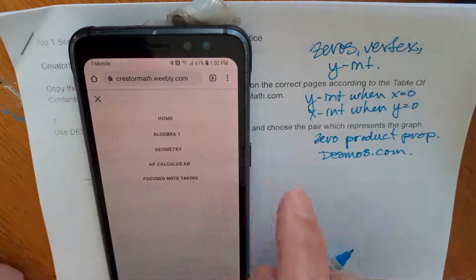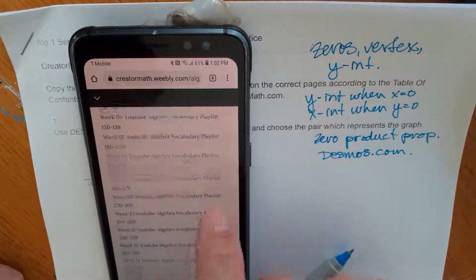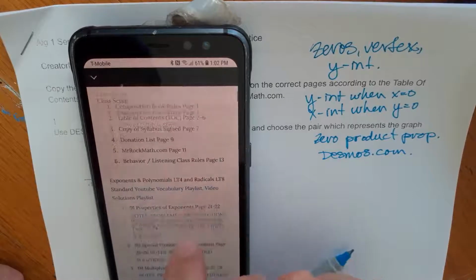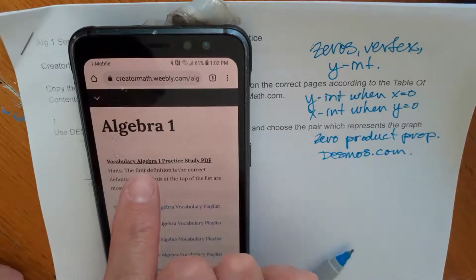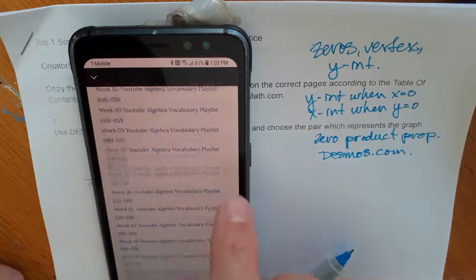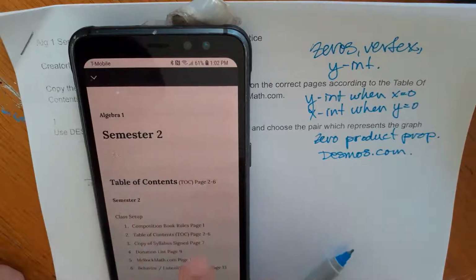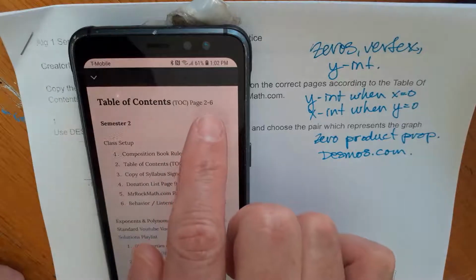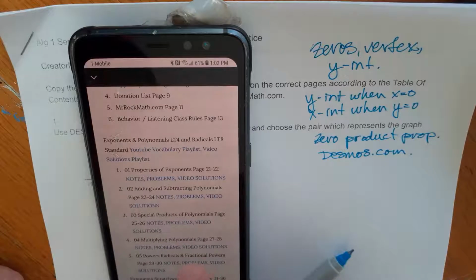Then the other thing would be, where's the notes? We're going to go to the Algebra tab, because this is algebra. We're in the 3rd unit, so here's the table. Pass by the vocabulary up here, and there's your vocabulary PDF with all the vocabulary on it. We're in Semester 2. This is the table of contents. This is what goes on pages 2 through 6 of your comp book. Here's all the page numbers, and you copy all this into pages 2 through 6.